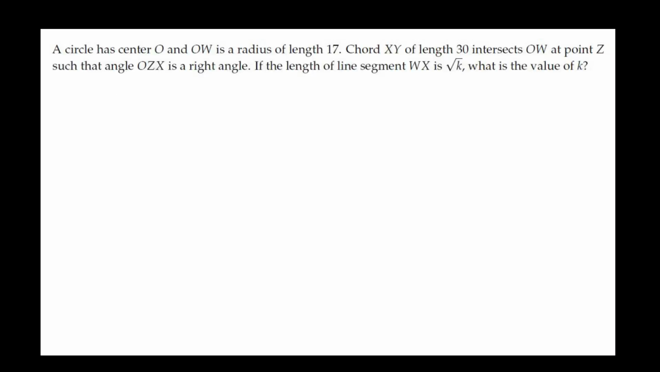Okay, it says a circle has center O, and OW is a radius of length 17. So let me just start by drawing what that might look like. Here's my circle, center O, radius of 17 out to W. Let's say I put W to the right.